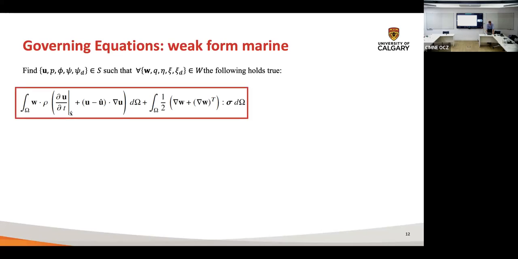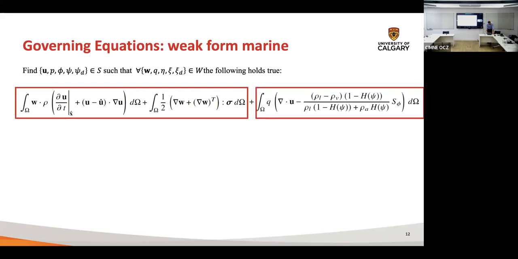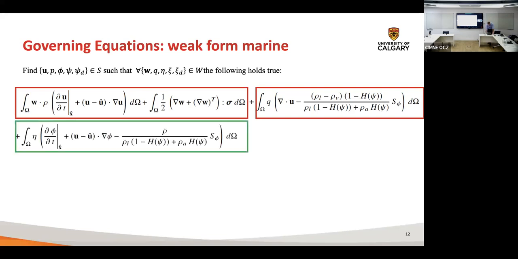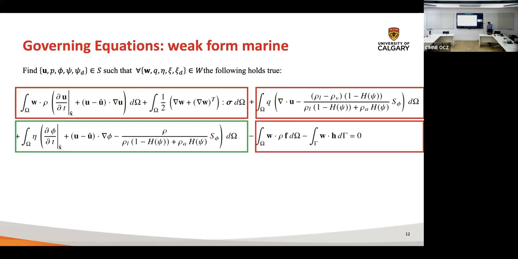Okay, that's your momentum equation. Then this is your continuity equation. So I'm showing this for the marine application. We slightly rearranged the term, as you probably will notice, just to make it more applicable for the computer's implementation. But again, that's nothing but your continuity equation, then your additional transport equation, then the right-hand side, which is the body force and the traction.